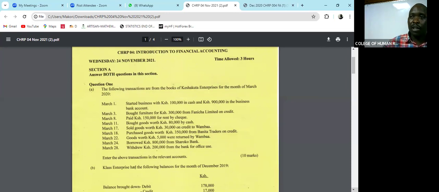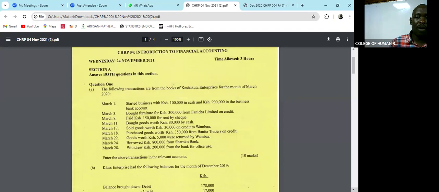When goods are sold, sales will always be credited. Where will the debit go? Either to cash if they are sold by cash, to bank if a check was received, then you debit the customer if it is on credit. So we shall debit Wamba and then credit sales. Purchased goods worth 50,000 from Banita Traders on credit. I've just said that. Debit purchases, if it is on credit, you credit Banita, who is the supplier.